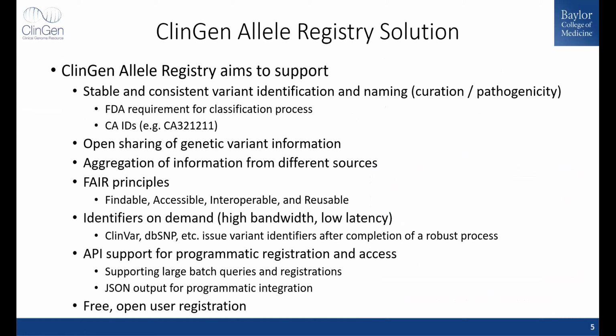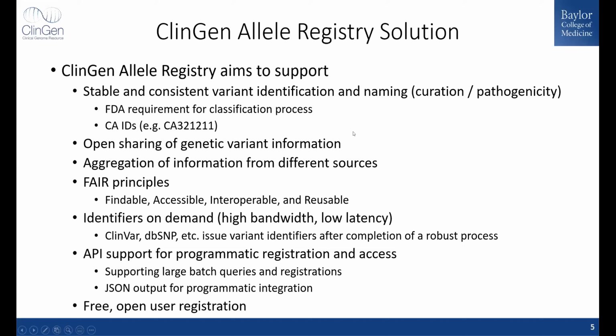So the solution: for the ClinGen Allele Registry, we aim to support stable and consistent variant identification and naming, which is key to curation for pathogenicity efforts. So this is one of the FDA requirements for the classification process. And the end result, at least for the short variants, is producing these canonical allele identifiers, these CAIDs. So you'll be seeing this a lot. And this is our naming convention for these short variants.